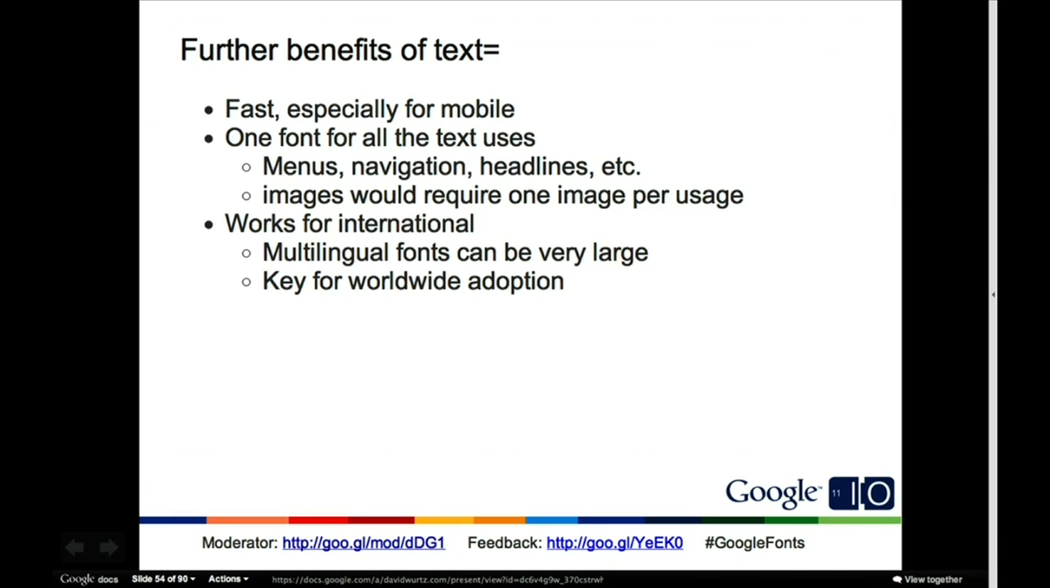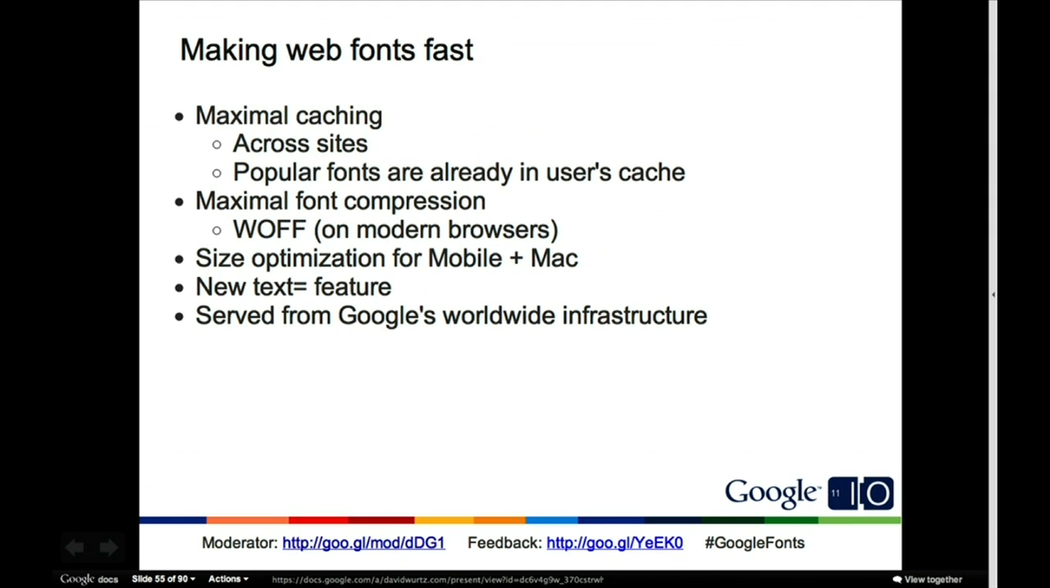And another thing that we're really excited about going forward is that this technique works very well for international fonts. Multilingual fonts can be huge. A Chinese or Japanese font can get into multiple megabytes. So the text equals feature works on all the international fonts in the Google Web Font service as well. And we think this is really key to get worldwide adoption of web fonts.